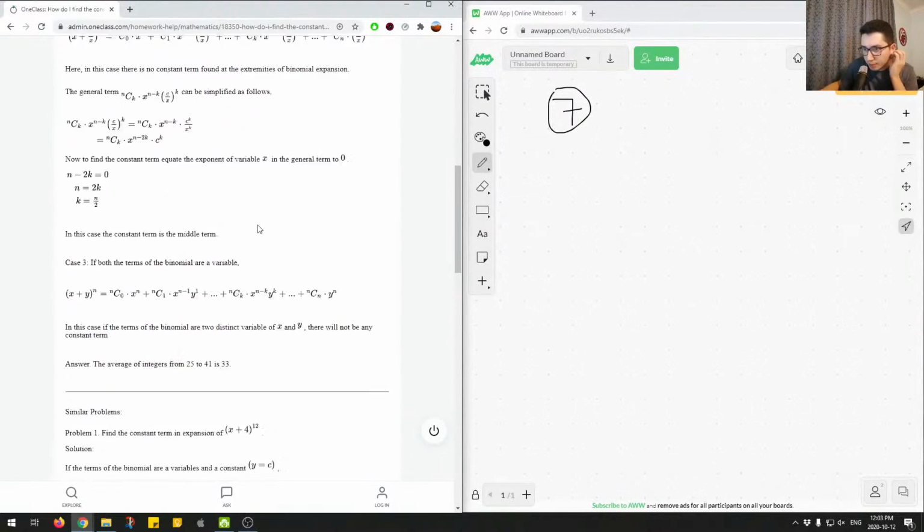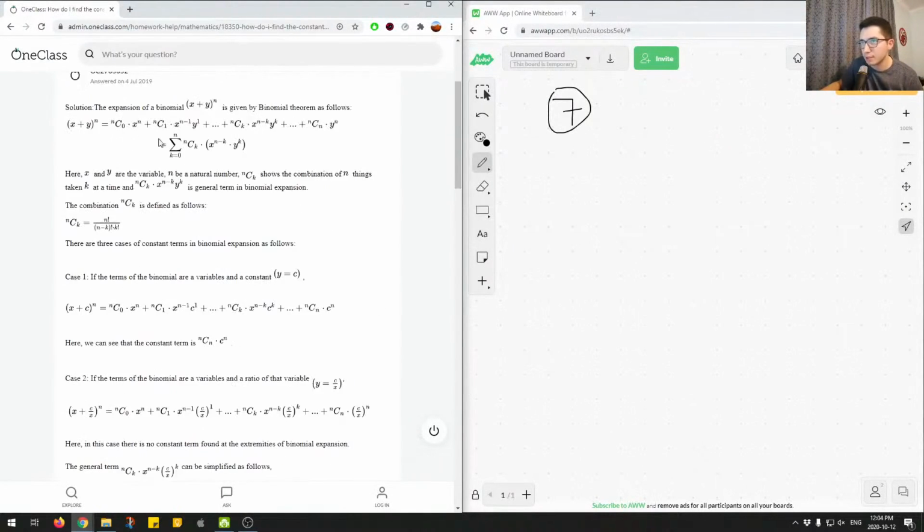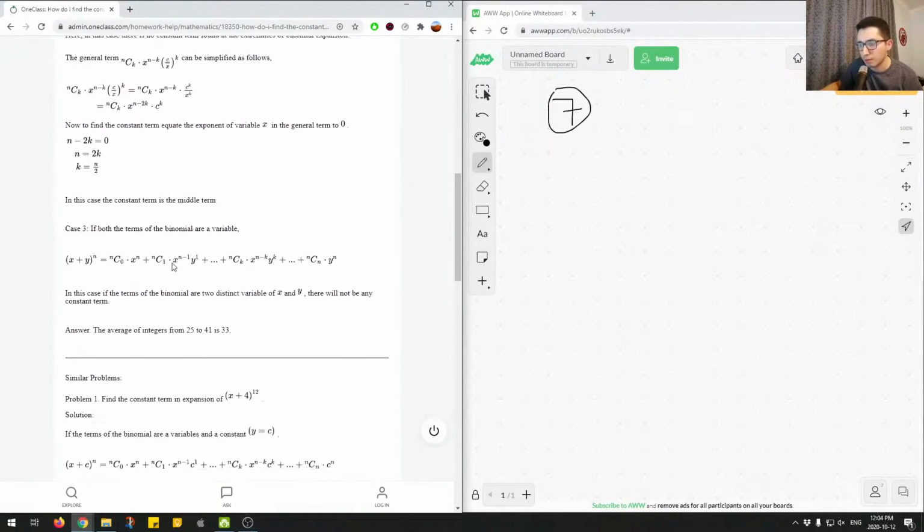Let's look at a simple example here: x plus 4 to the power of 12. But before we go through that, let's look at case 3. If we have x plus y, both of these are just variables. We know they're two distinct variables and there will be no constant term. So in this scenario, there will be no constant term. We can think of these 3 cases and apply them to see where we can find the constant term.